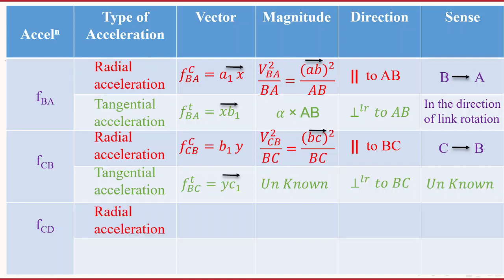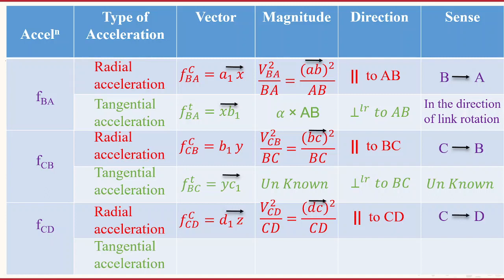It also has two components. The radial acceleration: the vector representation is D1 to Z, the magnitude is v square by CD, that is equal to DC square by CD, the direction is parallel to CD, and the sense is C to D. The tangential acceleration: the vector representation is FCD, that is equal to Z to C1, with unknown magnitude, direction perpendicular to CD, and sense unknown.